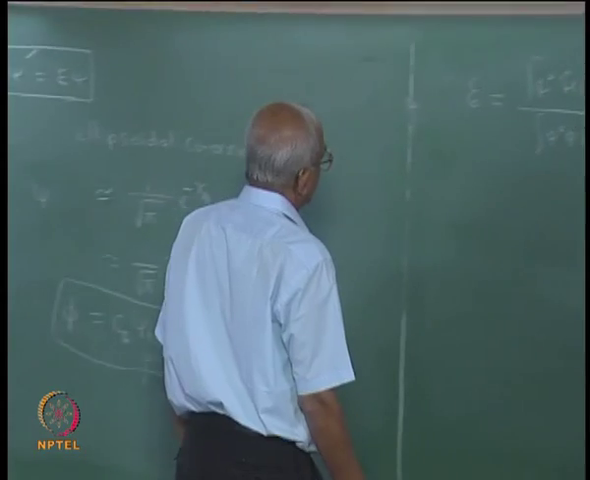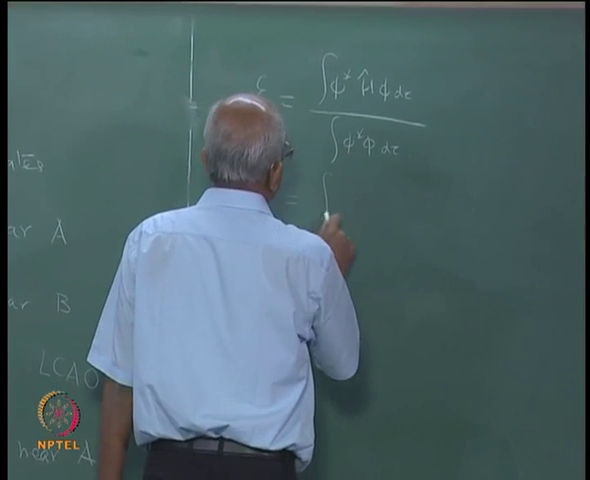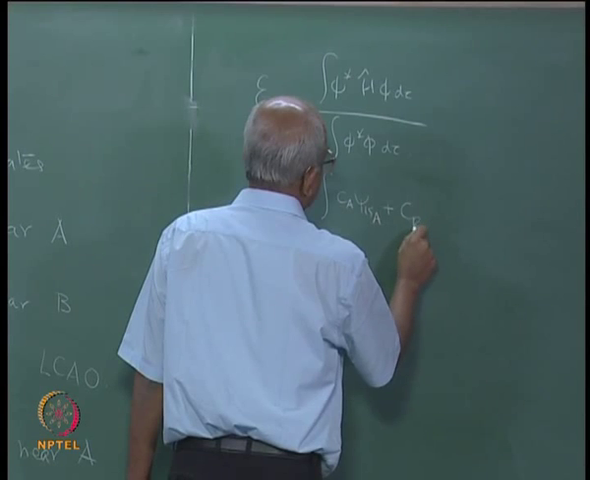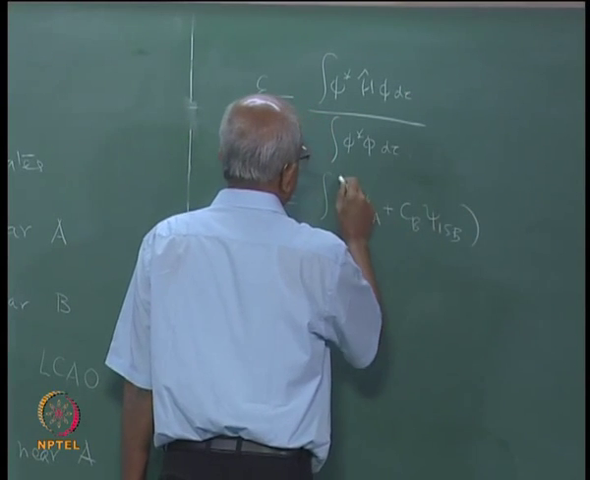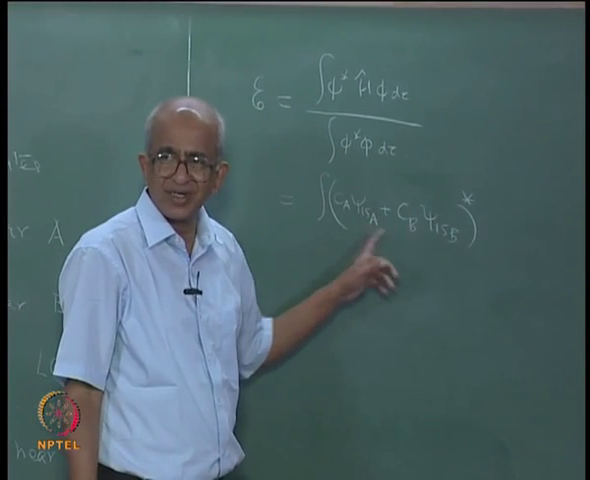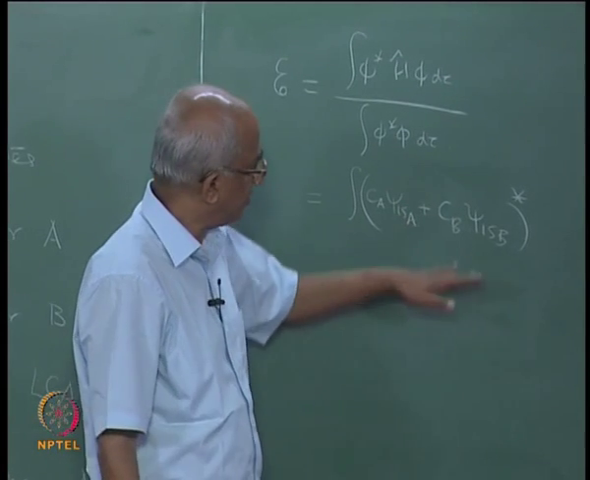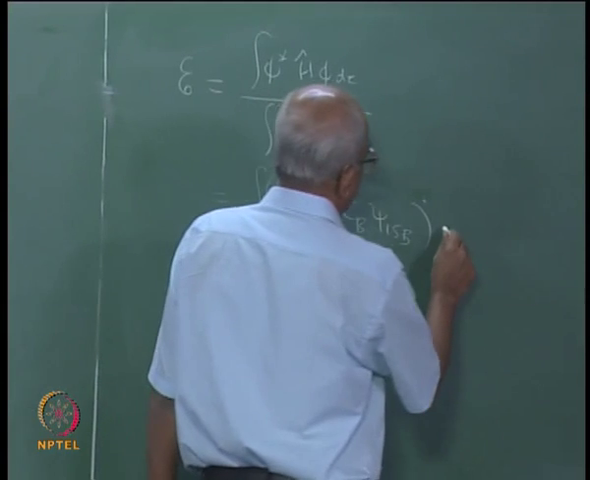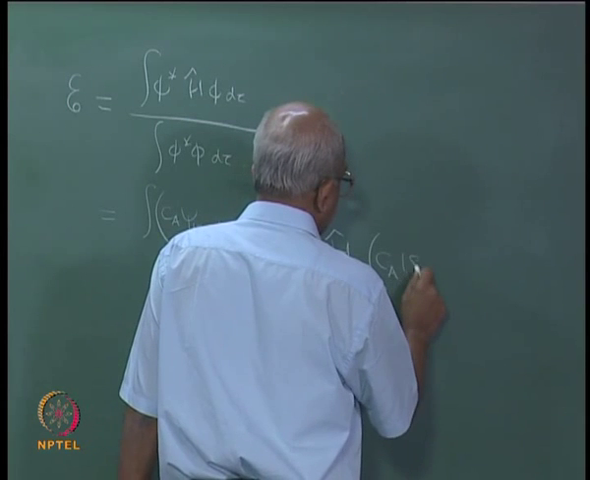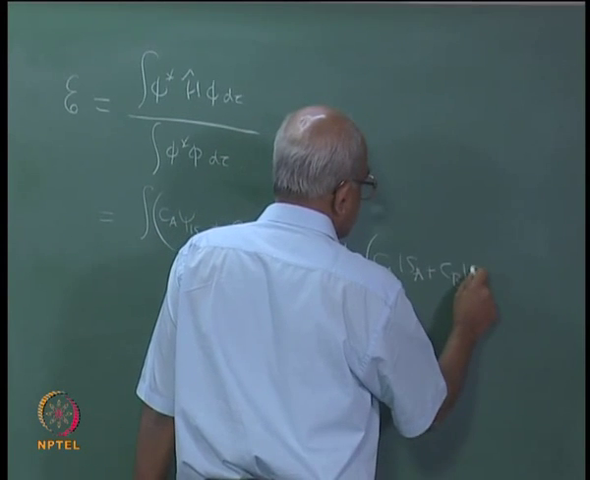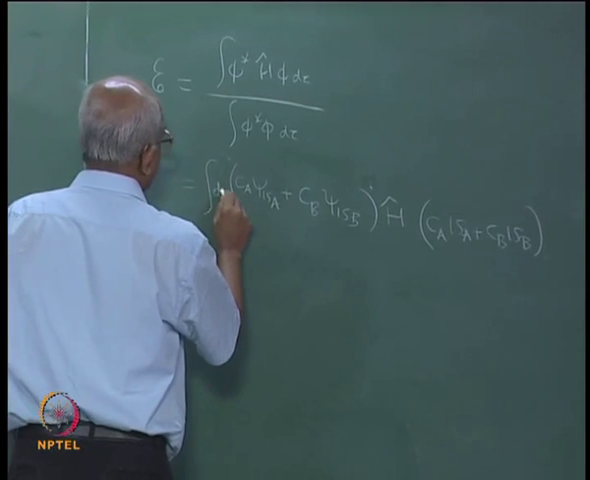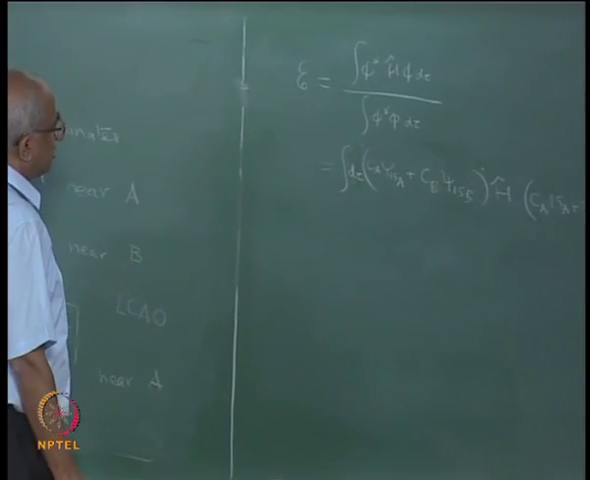So, if you worry about that, this is going to be the integral Ca psi 1sa plus Cb psi 1sb with a star, but actually this star will not have any effect because the 1s atomic orbital is actually real. So I am going to forget this star, and then I will have H operating upon Ca 1sa plus Cb 1sb, and there is an integral over the entire volume. So you have to multiply this by d tau and integrate over the entire space.